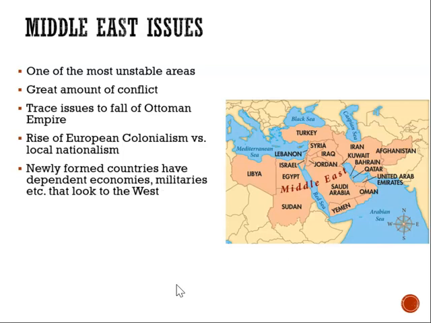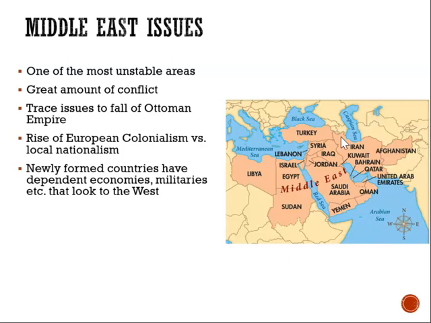Well, after World War II, when the Europeans will withdraw from the area, pretty much forced to by World War I and World War II, you'll now have several new countries that are formed during this period. Countries like Egypt and Jordan, Iraq, Syria. These will all have one thing in common. They are newly formed. They are rather dependent economies.